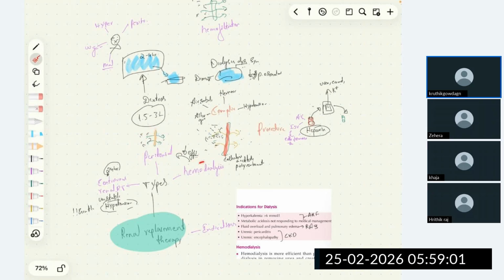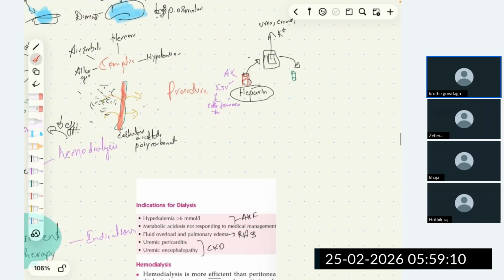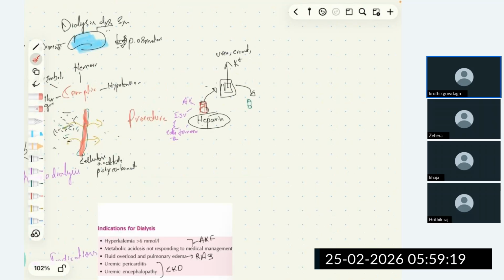Coming to hemodialysis, the principle I already explained. Next, we have the procedure. How is hemodialysis done? First, we have to get access to a blood vessel to draw blood. Those accesses are made by creating an arteriovenous fistula in the forearm. We can draw blood from the internal jugular vein, and also from the femoral vein. In the internal jugular vein and femoral vein, we can use a catheter and draw blood. In an AV fistula also, we use a catheter to draw blood.